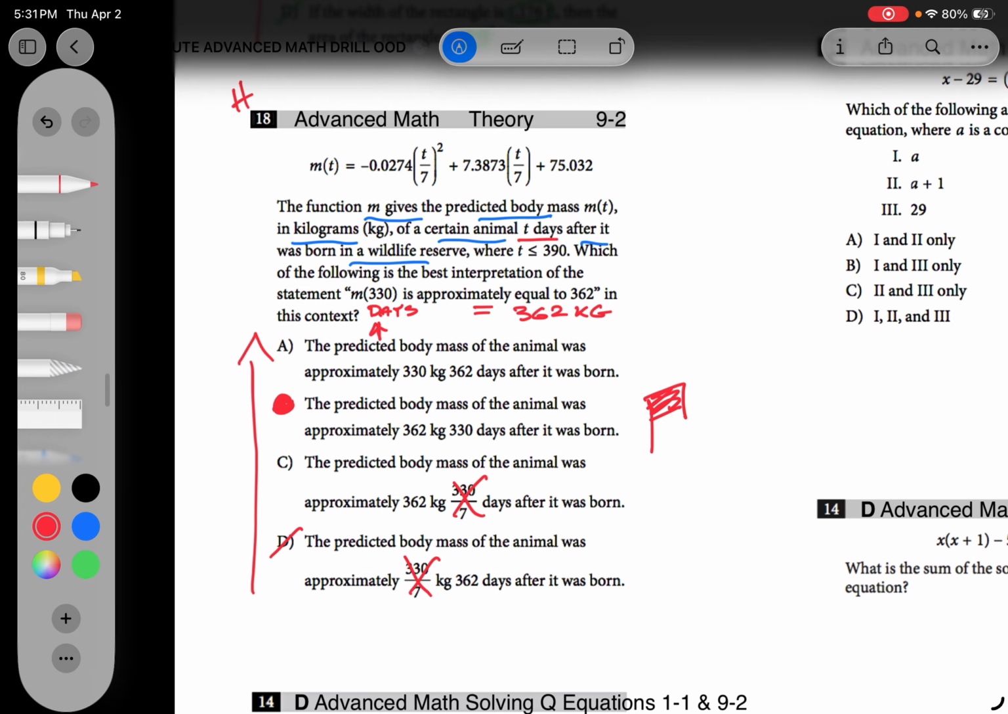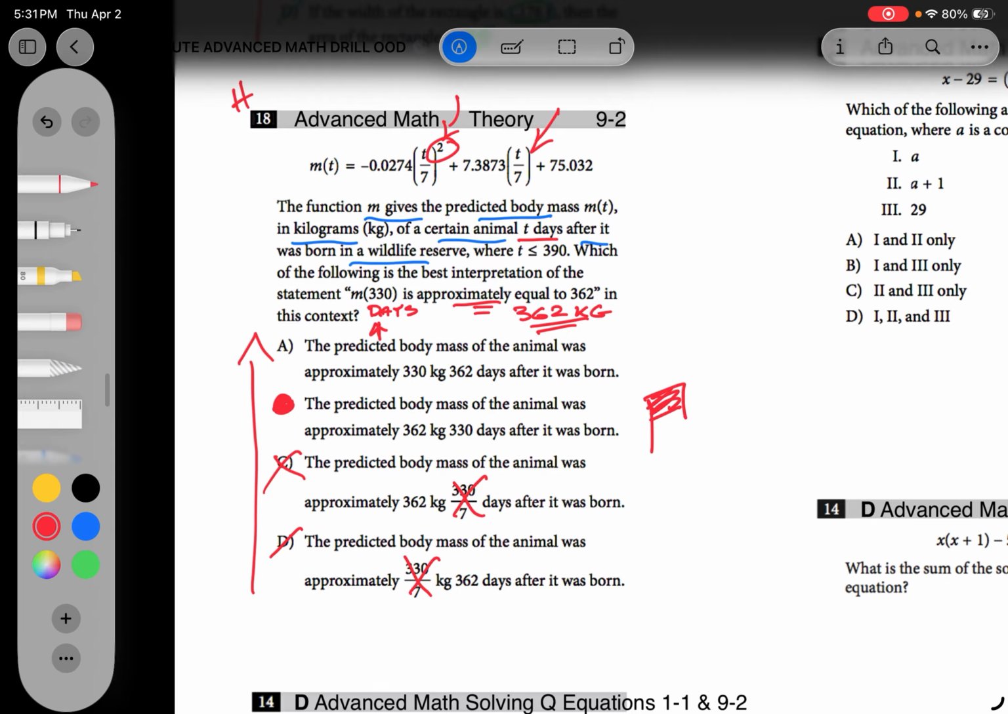Or even thinking 330 over the 7 within the formula. No, because it doesn't work. Maybe on this side you could say so, but that one is going to be squared. That's got to go. That's ridiculous. Maybe it's my dummy answer. Maybe I'm correct from the start. The predicted body mass of the animal was approximately 362 kilograms.